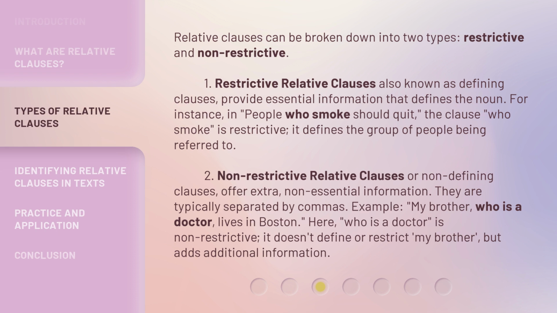2. Non-restrictive relative clauses, or non-defining clauses, offer extra, non-essential information. They are typically separated by commas. Example, "My brother, who is a doctor, lives in Boston." Here, "who is a doctor" is non-restrictive. It doesn't define or restrict "my brother," but adds additional information.